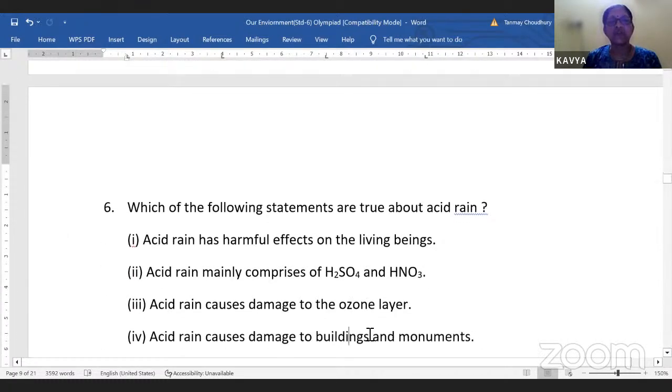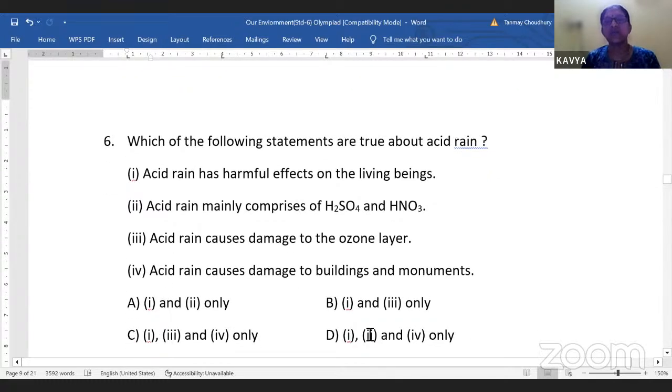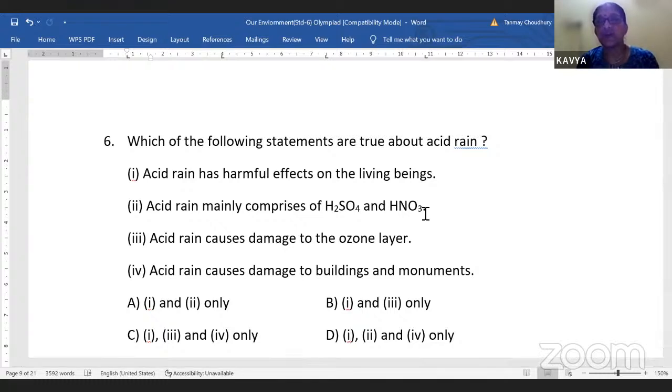Okay, which of the following statements is true about acid rain? Now, again, I told you about acid rain. Acid rain has harmful effects on living beings. Once acid rain gets into the water, it will harm the animals living in water. Acid rain mainly comprises H2SO4, that is sulfuric acid, and nitric acid. When the atmosphere gets polluted with oxides of sulfur, that is sulfur dioxide, nitrogen dioxide, carbon dioxide, it mixes with the water of the rain and becomes acid rain.